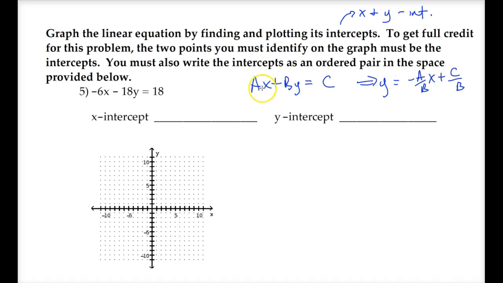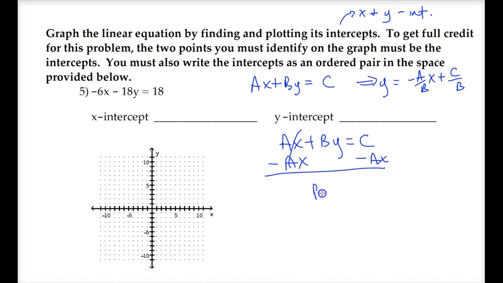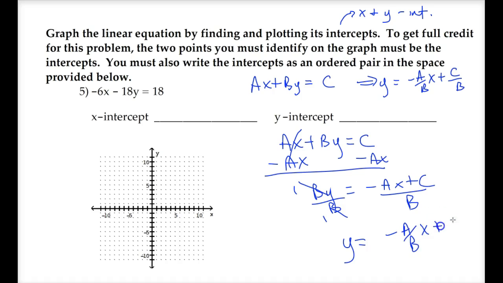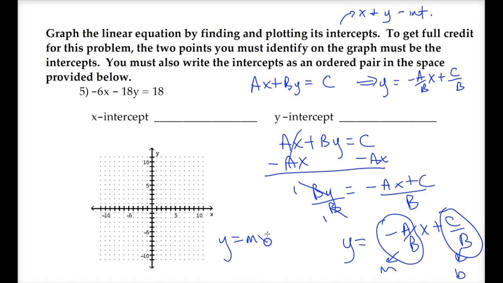Okay, and so we talked about that in class. Just quickly, just in case you may have forgotten, if we subtract both sides by ax, then that is just b times y equals negative ax plus c. And if you divide both sides by b here, of course, that reduces to 1. You just have y here, and you have this, where this part here is your slope, and this part here is your y-intercept. So if you were wanting to rewrite this as y equals mx plus b.